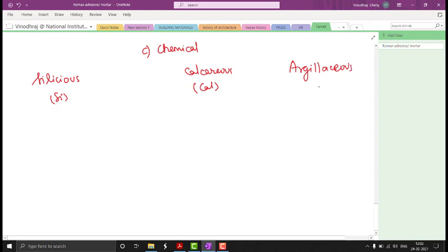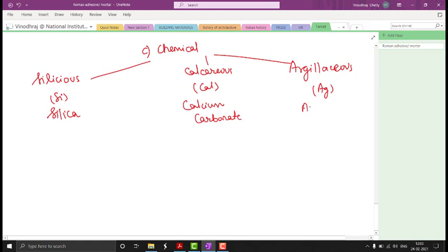Okay, that is argil, clay, presence of clay. So siliceous, calcareous, and argillaceous. The basic component of the stones which are siliceous is they have presence of silica. Here they have presence of calcium carbonate. And in argillaceous they have presence of clay, that is argil. Argil is basically known as clay.